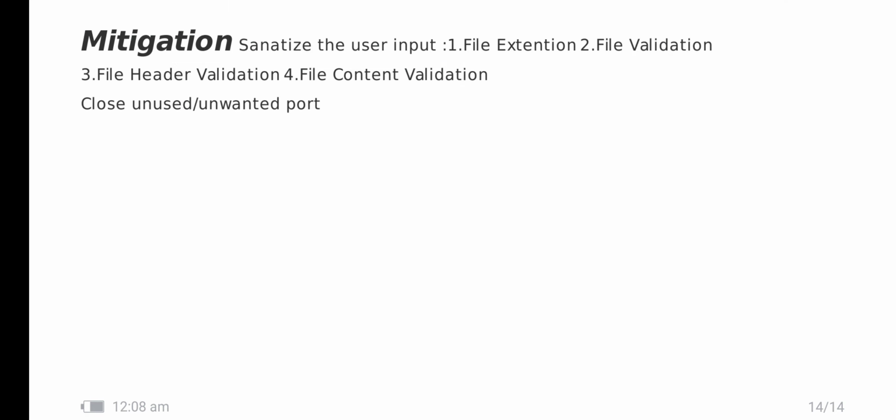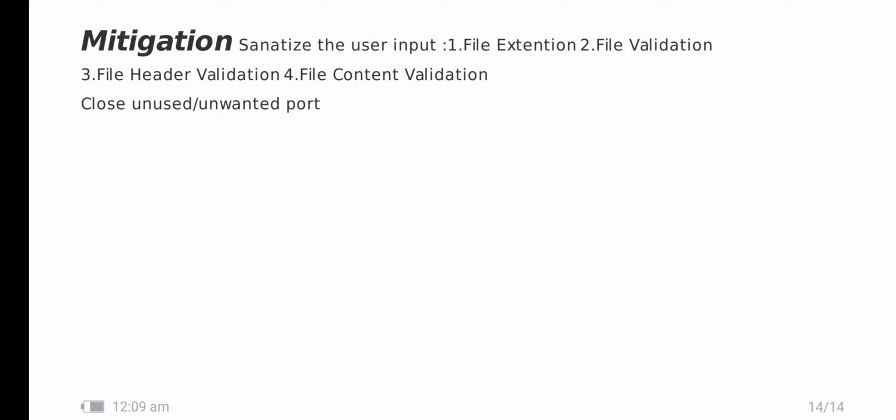So for mitigation, we want to sanitize the user input like file extension. We want to check the validation of file extension, whether it is PHP or PNG. And the third one is file header validation. Each and every file has file headers. If it is a JPEG, we have the JPEG header. If it is PNG, we have the PNG header. If it is a PHP, we get the file type as PHP.